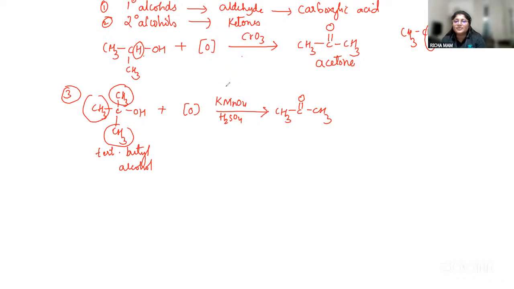But in the presence of a strong oxidizing agent like KMnO4 and H2SO4 and at a very high temperature, the breaking of the C-C bond takes place, and it will give you a mixture of carboxylic acid and alcohol. With further oxidation, it will give you carboxylic acid plus carbon dioxide plus water. So this is the reaction with tertiary alcohol. Is it clear?